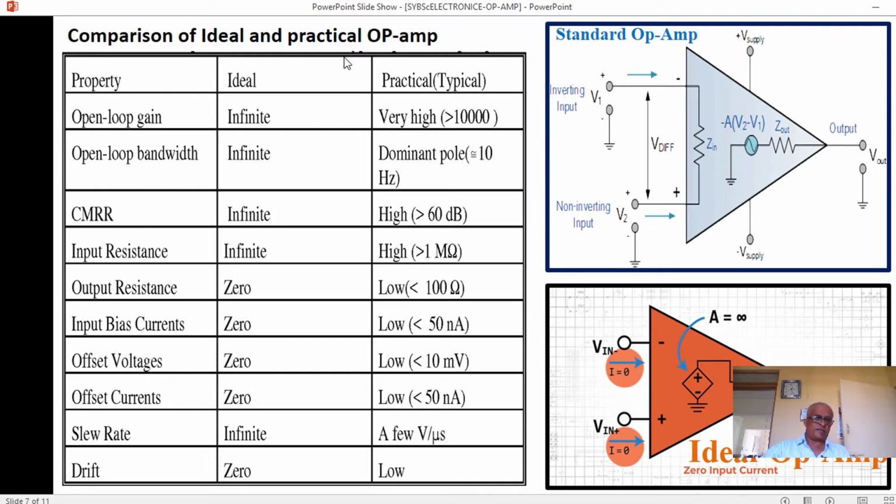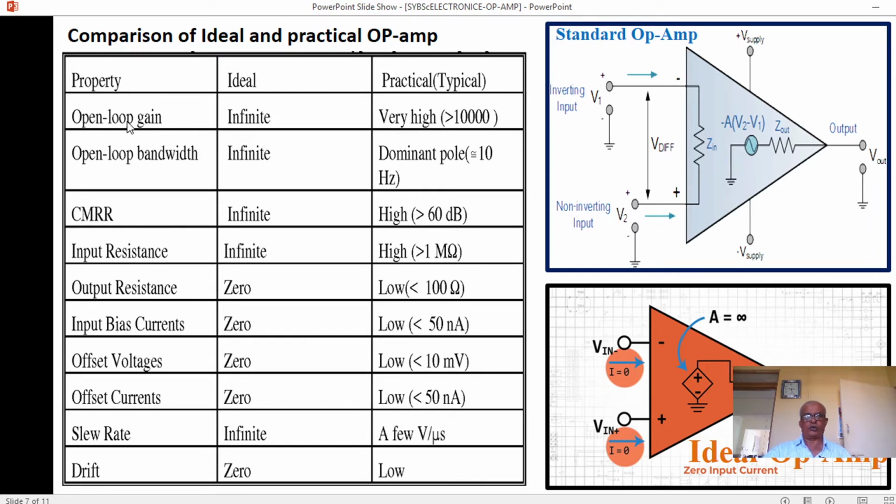With respect to these characteristics, we can compare ideal op-amp with practical op-amp. The first column shows the characteristics, that is the name of the properties. The second is for ideal op-amp, and the third one is practical, that is what we are using in our electronic circuits. If we consider the open loop gain, bandwidth, CMRR, and input resistance, all these are infinite in the case of an ideal amplifier. Open loop gain, that is AOL.